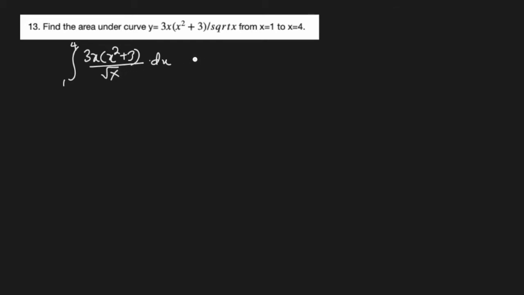So for that, let's simplify this first. From 1 to 4, we can write 3x cube. This x times x square is x cube, and write square root x under each one of them. So 3 times 3x will be 9x divided by square root x. We can separate them like this. I hope you know this rule. Whenever there is only one denominator, we can separate the numerators and give that denominator to each one of them.